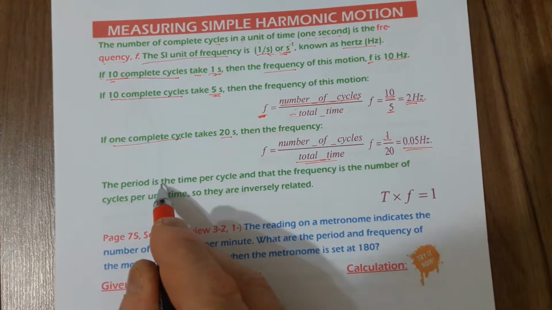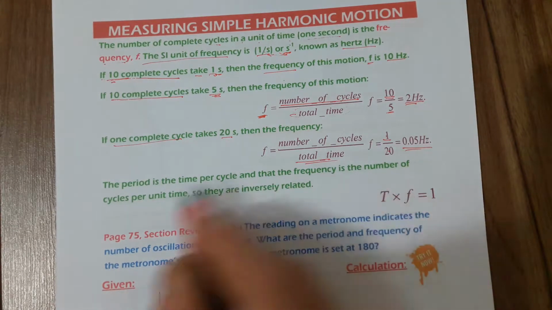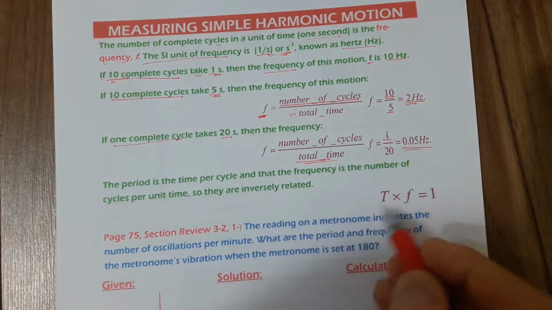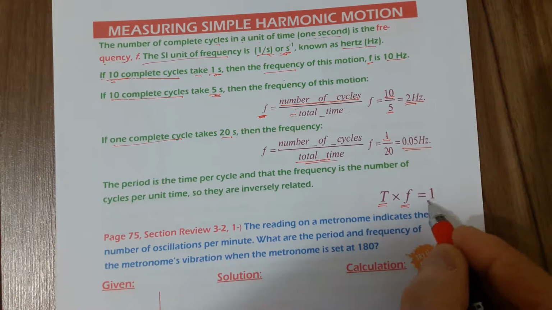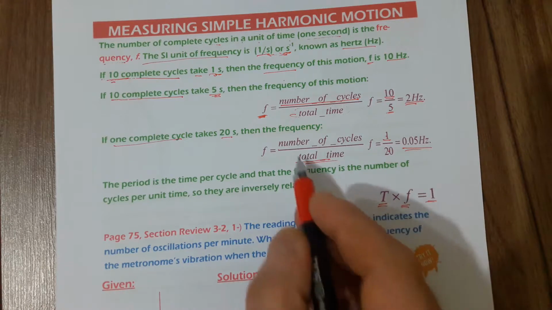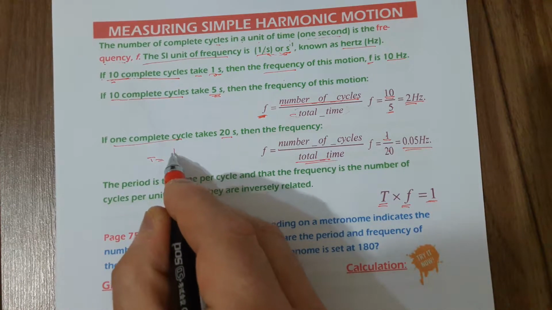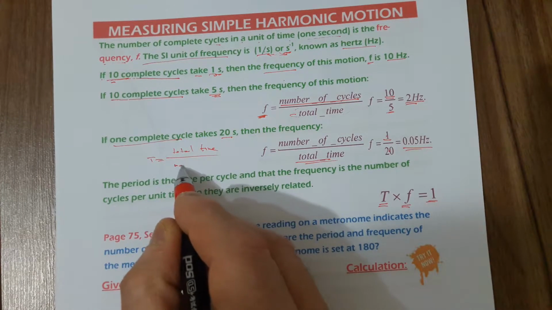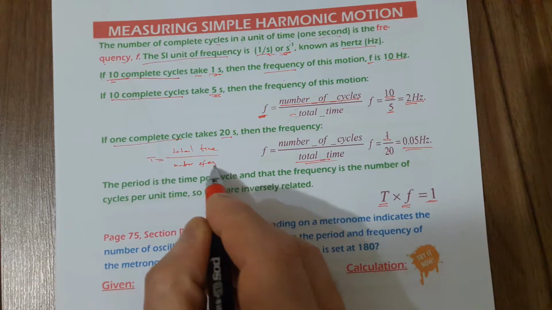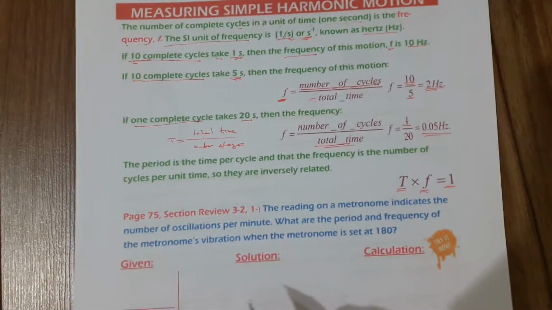So the period is the time per cycle, and the frequency is the number of cycles per unit time, so they are inversely related. If you multiply the period and frequency of an oscillation, the answer is always 1. So this is the frequency. What is the period? Period is equal to total time divided by number of cycles. So they are inversely related, as you see.